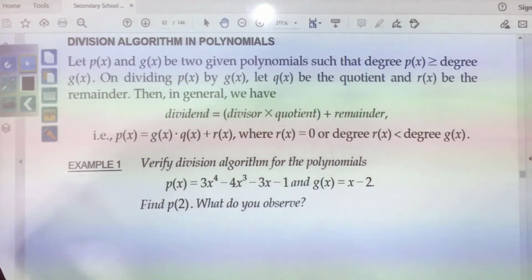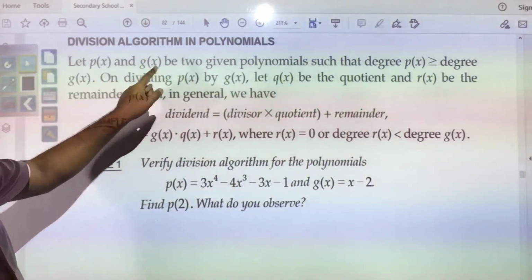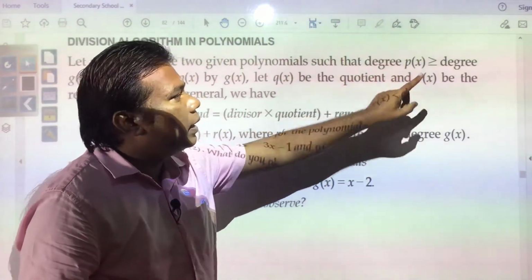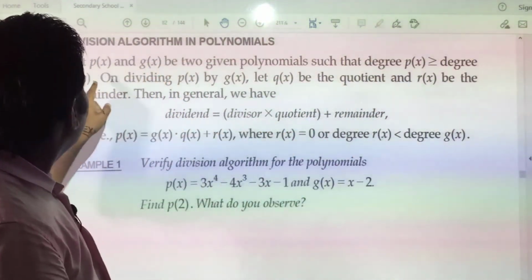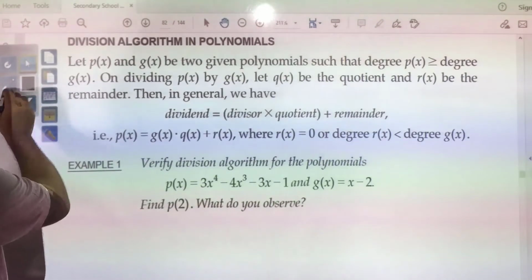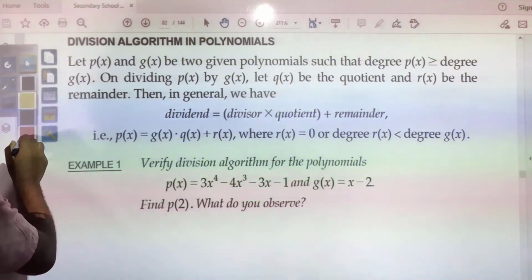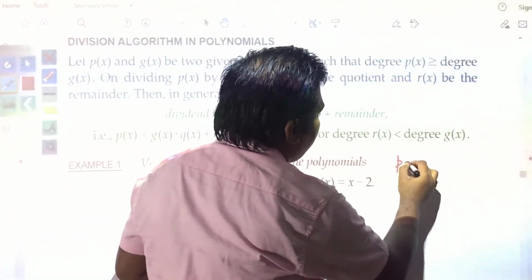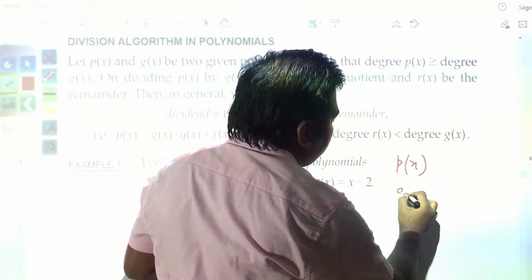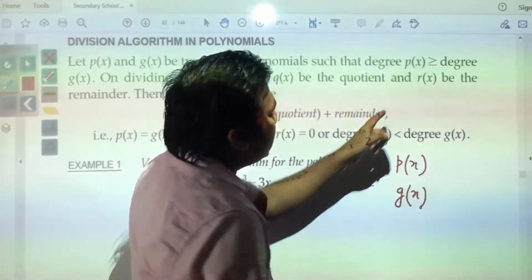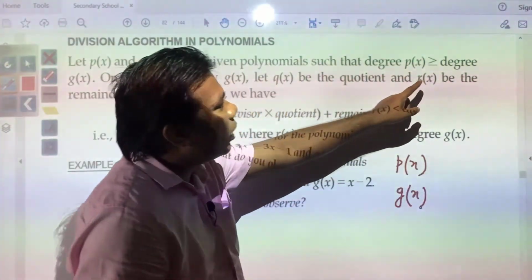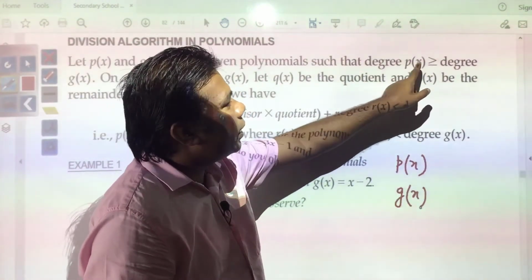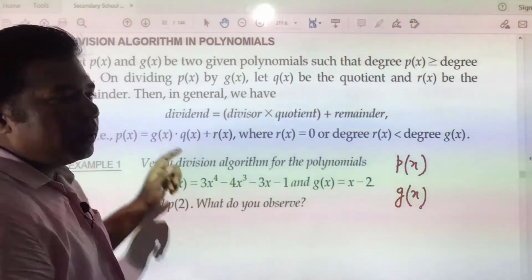Here you see, let P(x) and G(x) be two given polynomials such that the degree of P(x) is greater than or equal to the degree of G(x). Two polynomials you have, P(x) and G(x), where the degree of P(x) is greater than or equal to the degree of G(x).